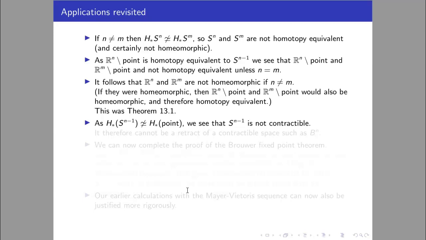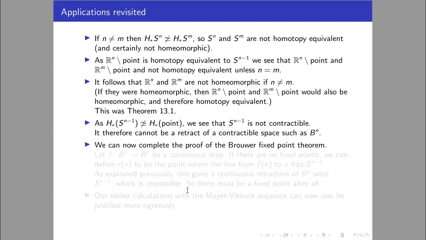Another thing in the same line of argument, we've seen that the homology of Sn minus 1 is different from the homology of a point, because homology of Sn minus 1 has two Z's and the homology of a point has only one Z. And so from that it follows that Sn minus 1 is not contractible. And we proved earlier that any retract of a contractible space is again contractible. So Sn minus 1 can't be a retract of the ball Bn. And that lets us complete the proof of the Brouwer fixed point theorem.